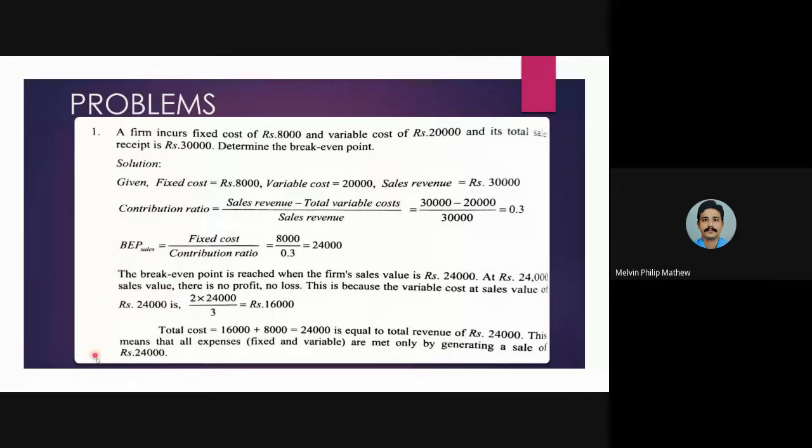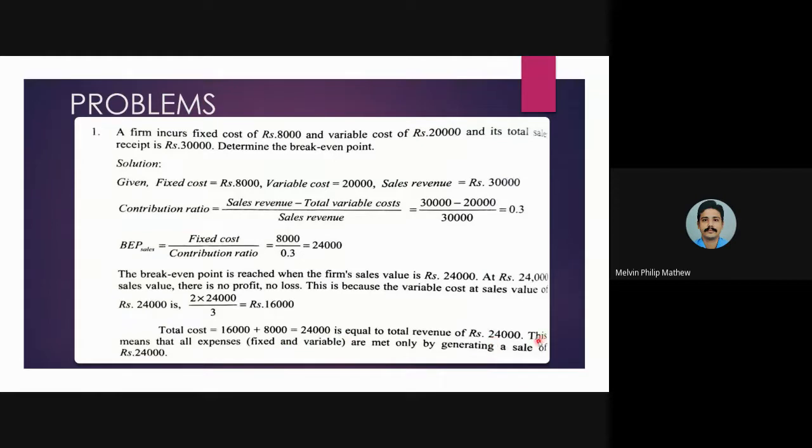So what we are doing here is just checking the break-even point with the sales of rupees 24,000. The problem actually ends here. You only have to write till here. This is just a note portion which I have been explaining. We just have to determine the break-even point, and the break-even point was 24,000. This is nothing but the total cost, and we are determining it with the fixed and variable cost.